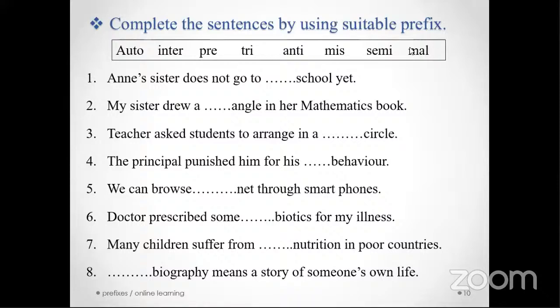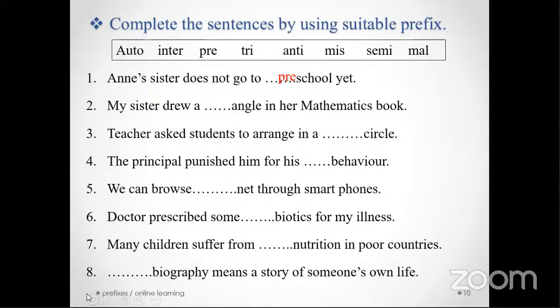Right, let's go to the answers now. The first one is, and sister does not go to blank school yet. And sister does not go to preschool yet. And ගේ සහෝදරිය තාමත් පෙර පාසල් යන්නේ නැහැ. And sister does not go to preschool yet.